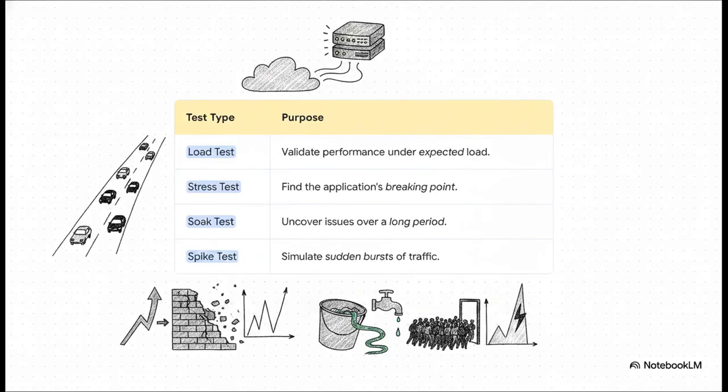To make sure they hit those goals, engineers run a bunch of different performance tests. A load test just checks that the site can handle its normal, everyday traffic. A stress test is designed to push the system until it actually breaks, just to find out where that breaking point is. A soak test runs for a long time, hours, even days, to find sneaky problems like memory leaks. And a spike test simulates a huge, sudden rush of traffic, like when tickets for a massive concert go on sale. Each one answers a different but critical question.